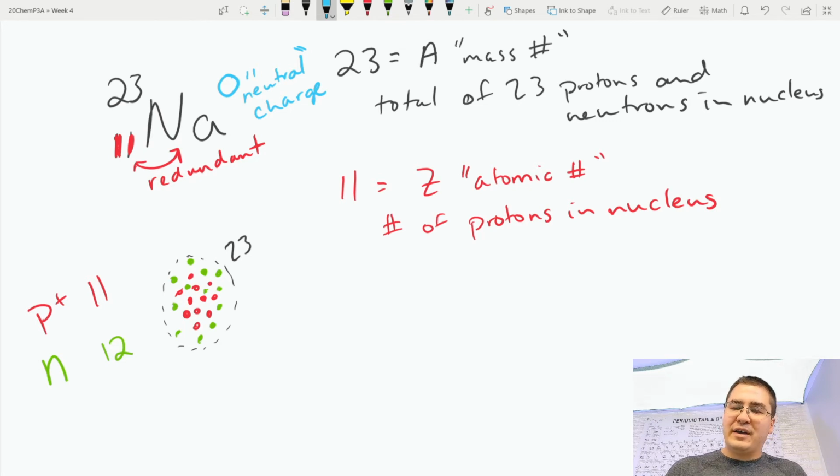So if I put my electrons as little gray dots, I'd put 1, 2, 3, 4, 5, 6, 7, 8, 9, 10, 11.